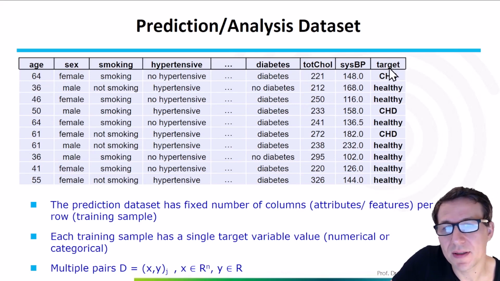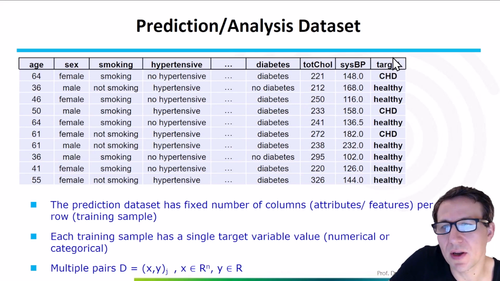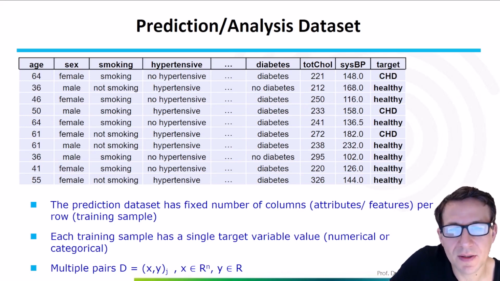So what you can use this data set for is to build a prediction model where you only have these first variables that you have identified at baseline, which we call our features, in order to predict if a certain patient will develop CHD or not. So this is what we call prediction.